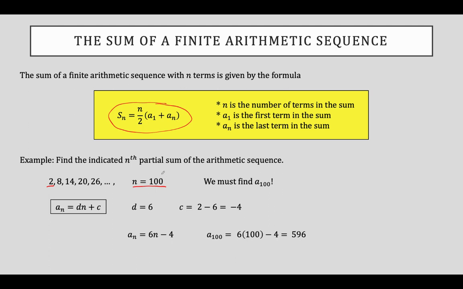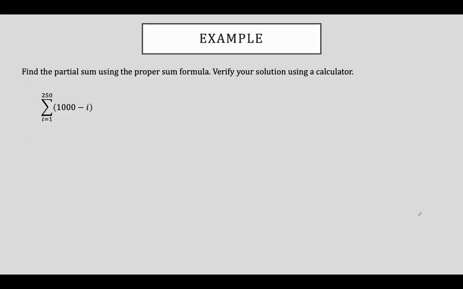Now that I have n, the number of terms, I have the first term, and I have the last term in the sum, all we have to do is plug them into the formula. S subscript 100, the sum of 100 terms, is equal to 100 divided by 2 times 2 plus 596. Plugging that into our calculator, we are left with 29,900.